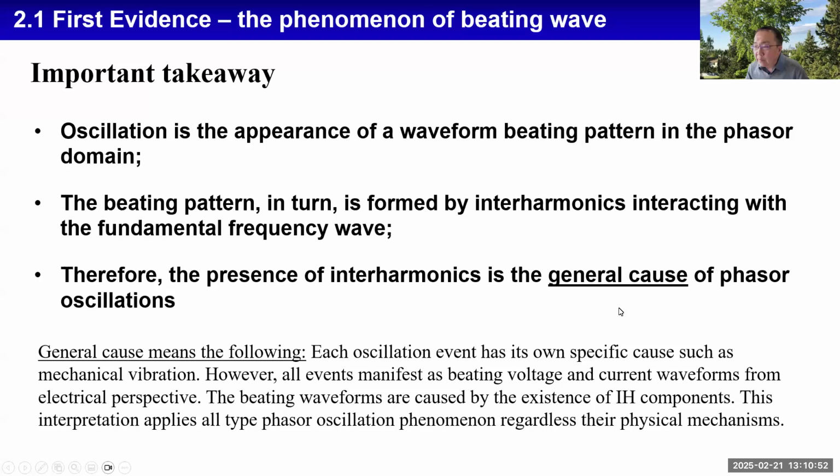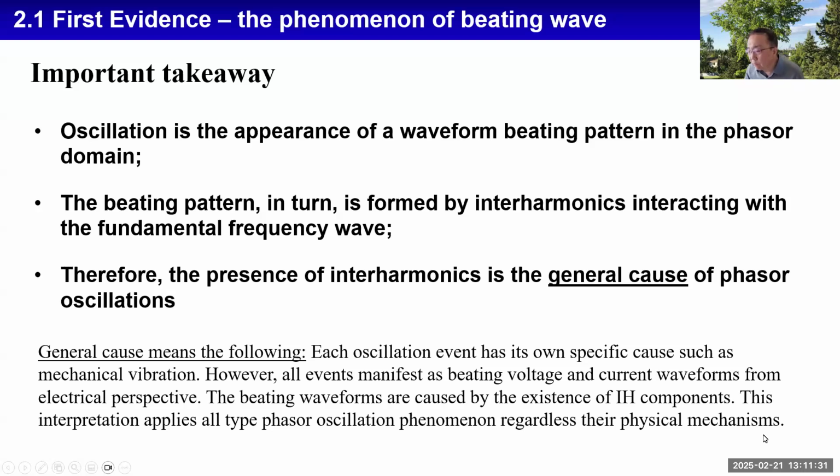I wanted to clarify what I mean by general cause. Each oscillation has a specific mechanism, specific causes like mechanical vibration. However, no matter what the physical cause is, all events manifest as beating voltage and current waveforms from the electrical signal perspective. So the beating waveforms are in turn caused by the existence of interharmonic components. This interpretation applies to all types of phasor oscillation phenomena, regardless of the physical mechanisms.